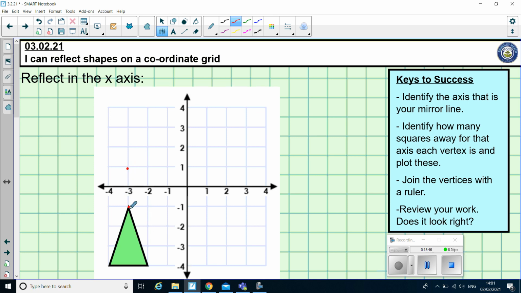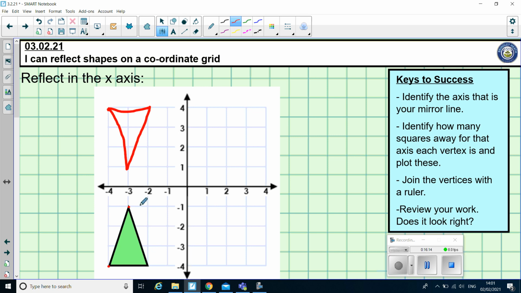Okay, starting with that top vertex, it's 1 square away from the axis, so it has to be 1 square away from the axis in my reflection. Taking this vertex, it's 1, 2, 3, 4 squares away. So it's going to be 4 squares away in my reflection. 1, 2, 3, 4. Taking this vertex, it's again 4 squares away. So it's going to be 4 squares away in my reflection. Join them together.